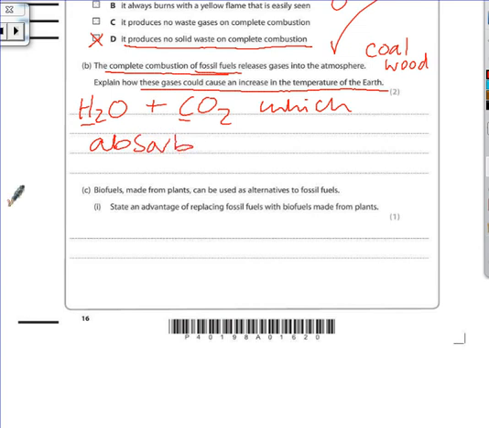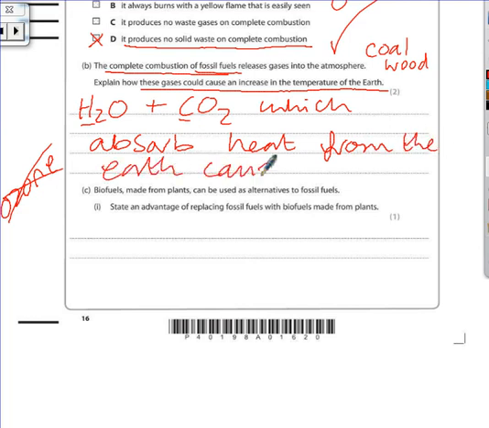Never mention the ozone. It's not going to come up on any exams. It's not for C1. Don't get confused. They absorb heat from the Earth, causing global warming. Okay, so those two, water and carbon dioxide, are greenhouse gases. They trap the heat in like a greenhouse. So Earth causing global warming.